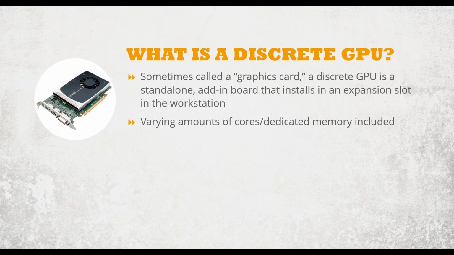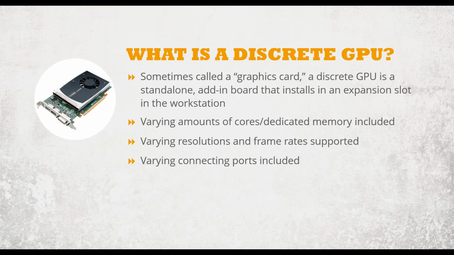The nice thing about a discrete GPU is that you can shop for widely varying amounts of cores and dedicated memory and in essence buy the performance level that you'll need for your applications. So a lot more flexibility here than integrated graphics, but comes at a price in terms of real estate and money. Of course, varying resolutions and frame rates and all these different parameters, varying connection ports, quite a lot of things that you have to think about technically when looking at a discrete GPU.